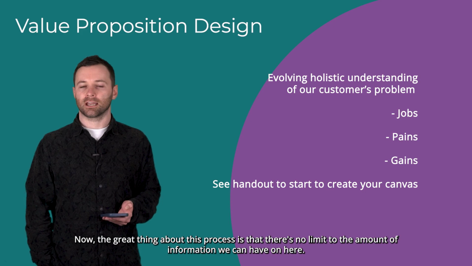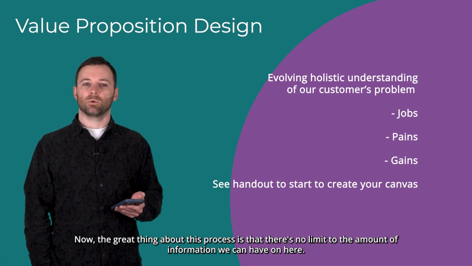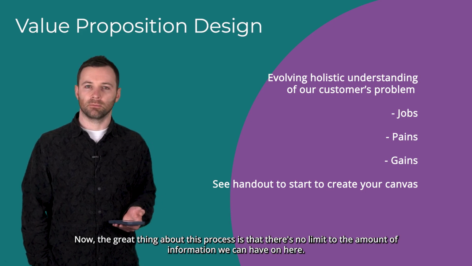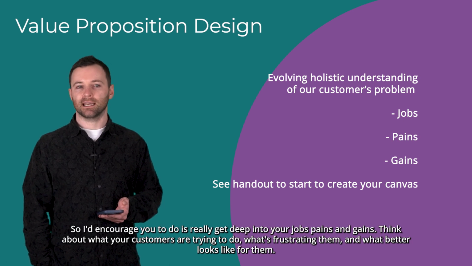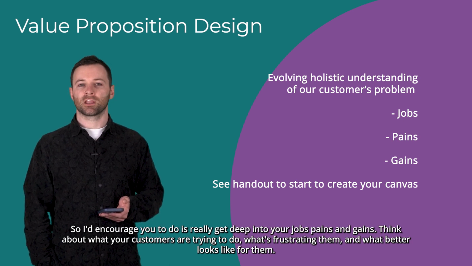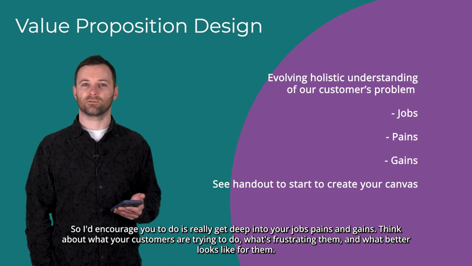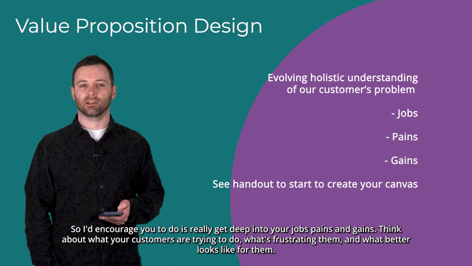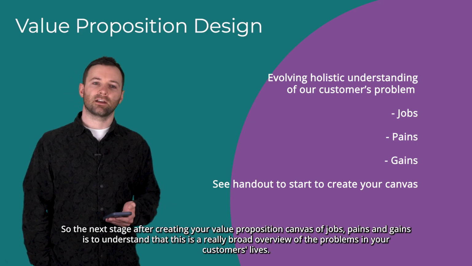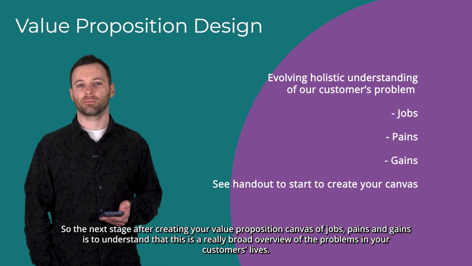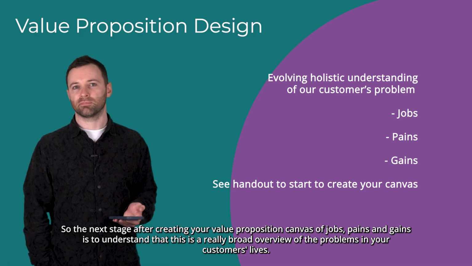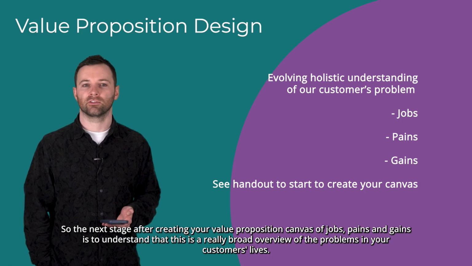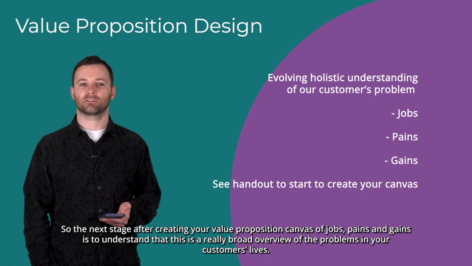Now, the great thing about this process is that there's no limit to the amount of information we can have on here. So what I'd encourage you to do is really get deep into your jobs, pains, and gains. Think about what your customers are trying to do, what's frustrating them, and what better looks like for them. So the next stage after creating your value proposition canvas of jobs, pains, and gains is to understand that this is a really broad overview of the problems in your customers' lives.